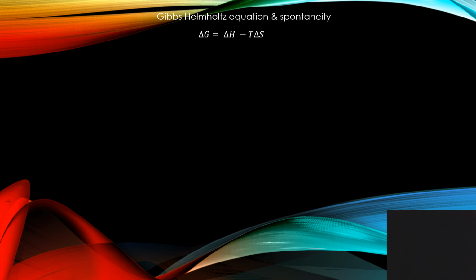The reaction is said to be spontaneous when delta G is negative, that means delta H minus T delta S must be less than 0. If delta G is positive, then the reaction is said to be non-spontaneous.